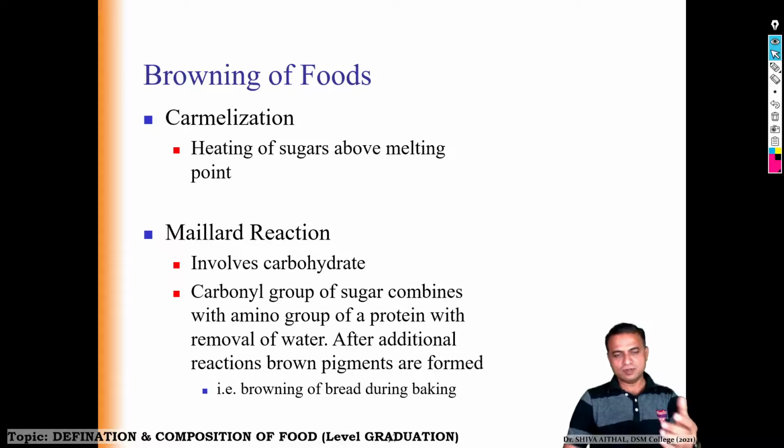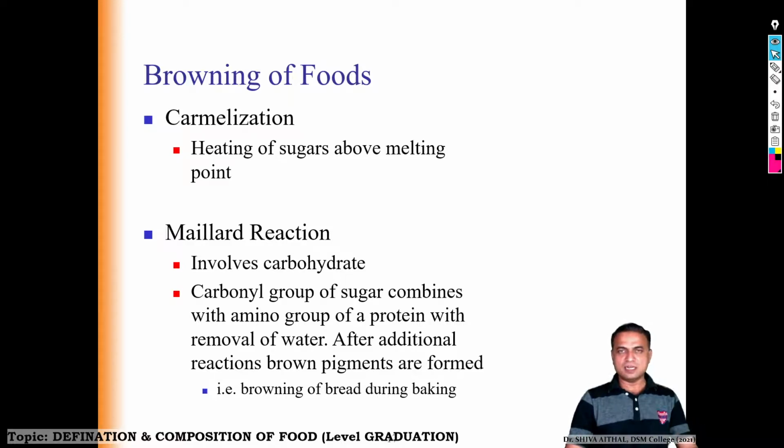After heating, when you convert the milk into khoa, heating of the sugars above the melting point gives rise to an acceptable, favorable caramelization with a certain taste, which forms the composition of the food. We are seeing this in the composition, don't forget it. Similarly, there is a Maillard reaction which involves carbohydrates. The carbonyl group of sugar combines with the amino group of a protein with the removal of water. After the addition reaction, brown pigments are formed.